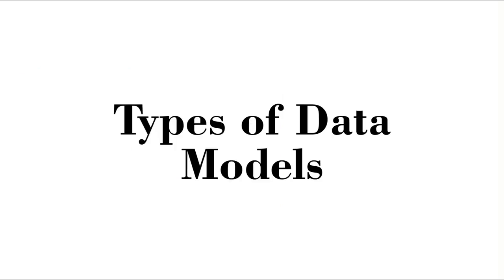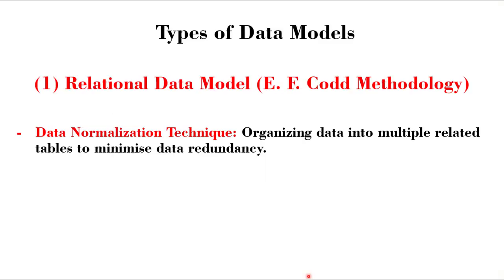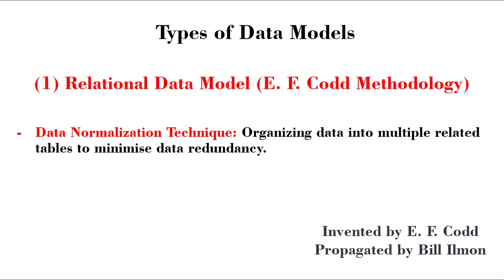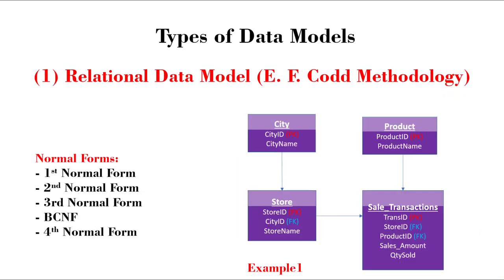Moving on to the types of data models, we have two types of data model. The first one I'm going to talk about is the relational data model that was propagated by Bill Aylmon. This uses the normalization technique. So data normalization is basically organizing data into multiple related tables, and the purpose of that is to reduce data redundancy.